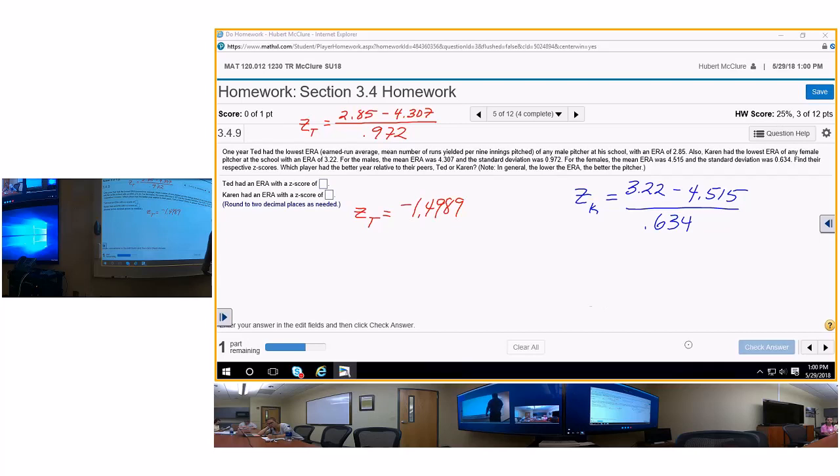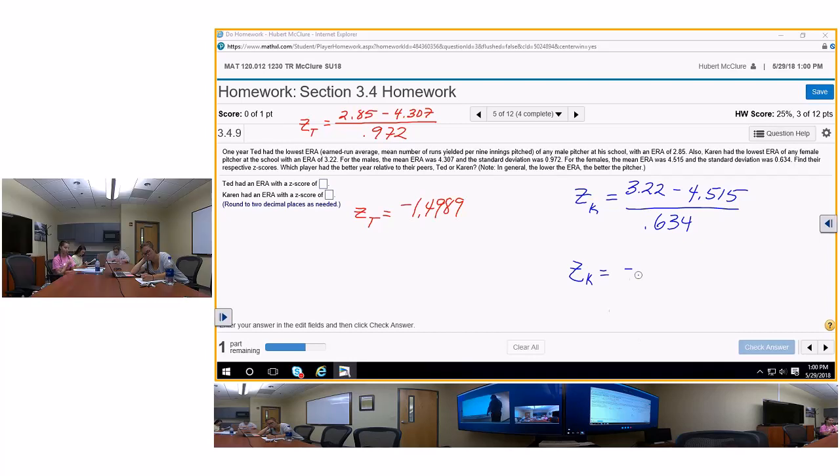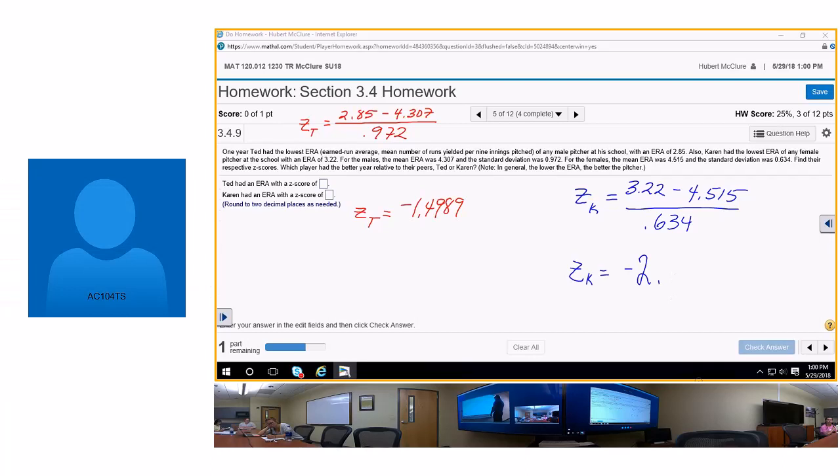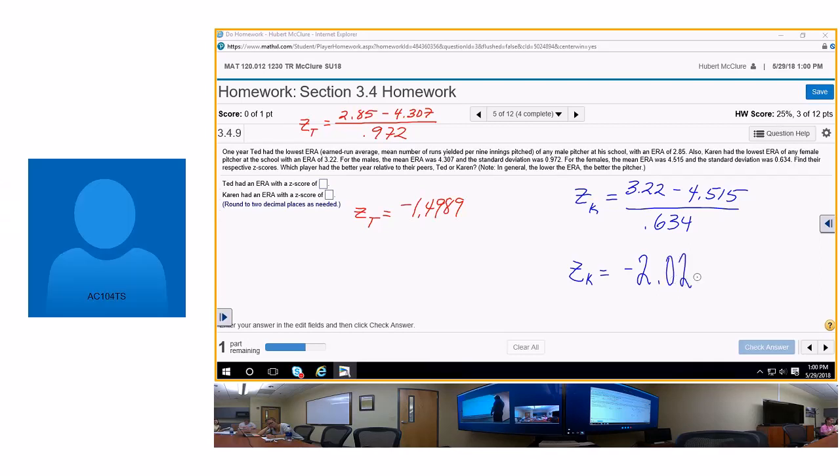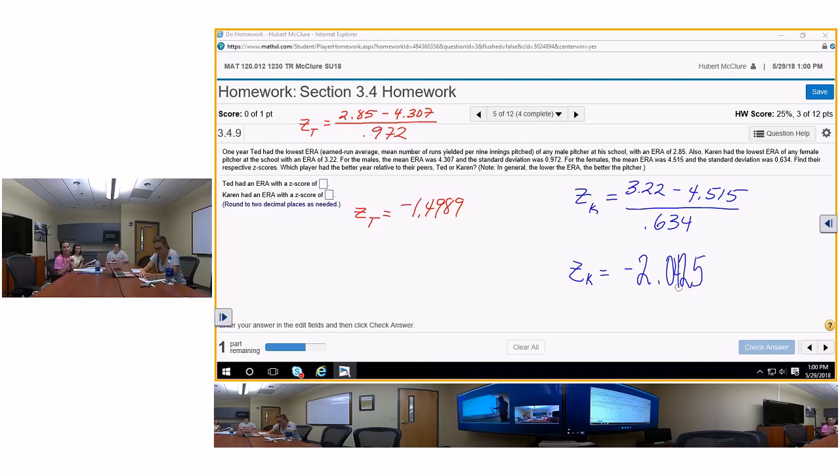And what is that z-score going to be? Negative 2.0425. Point what? 0.425. 0.25? 0.425. Hey, I knew there was another one in there.